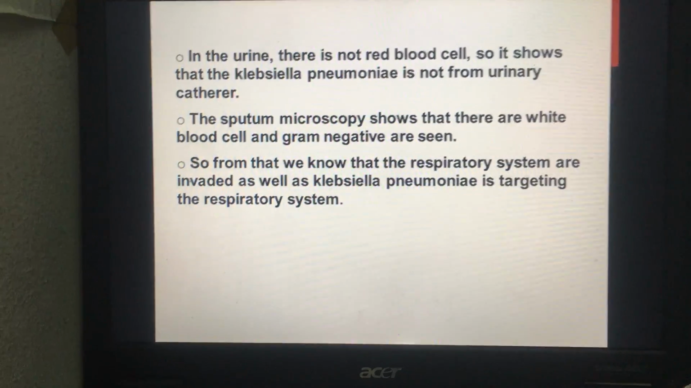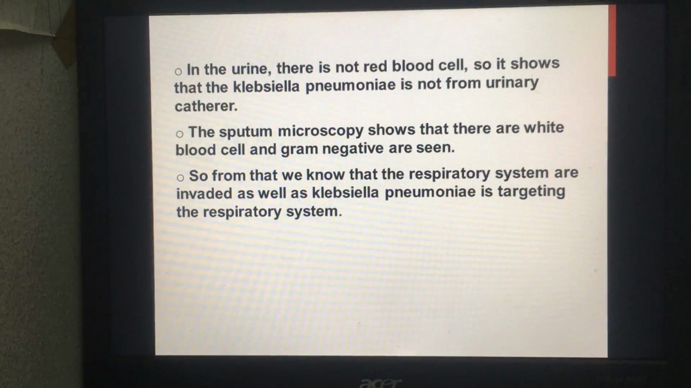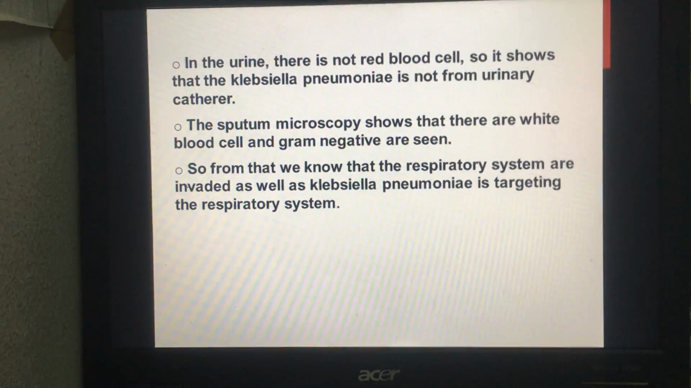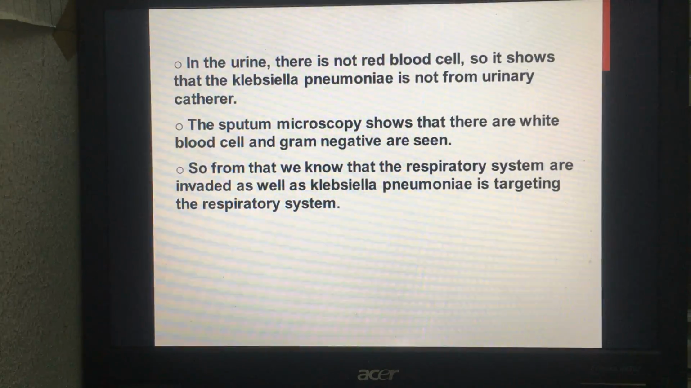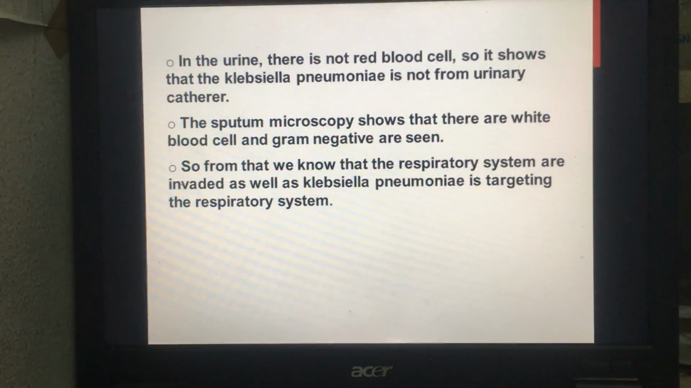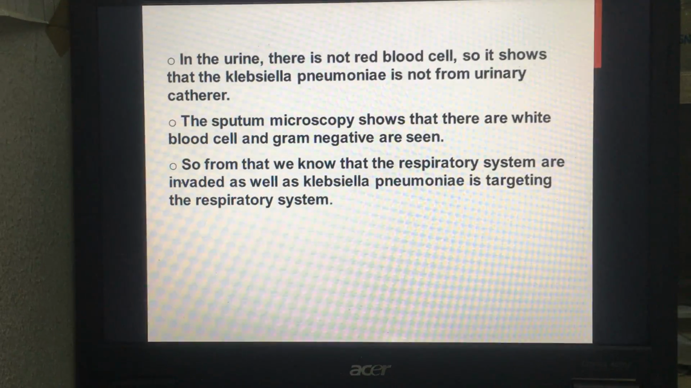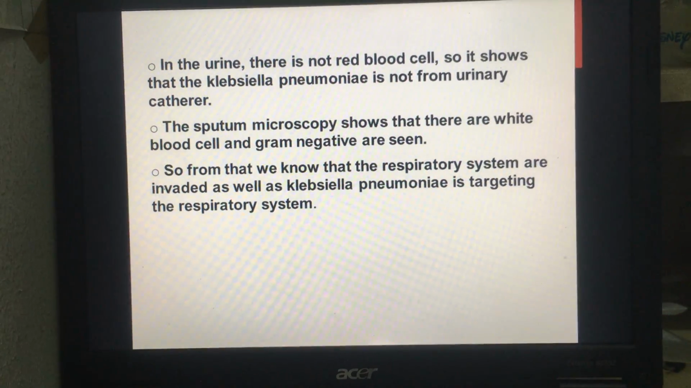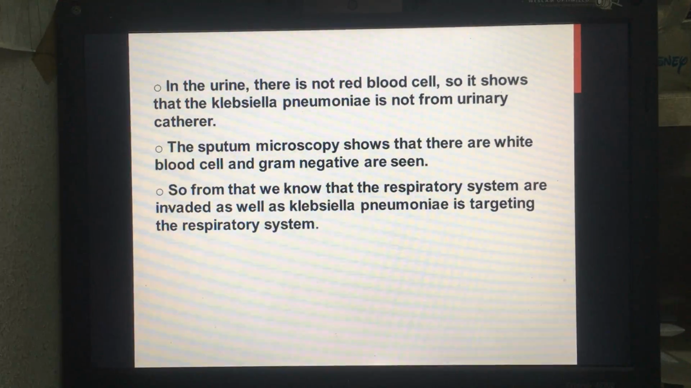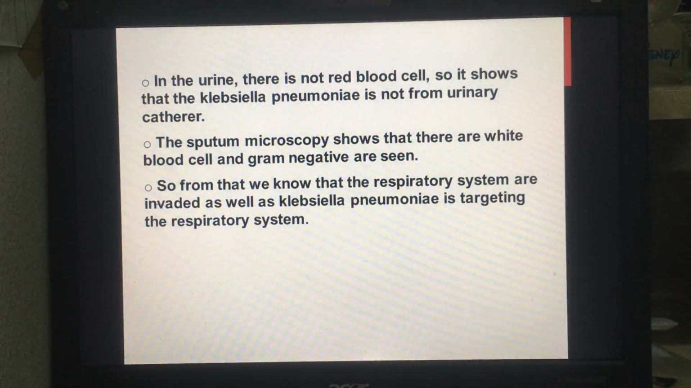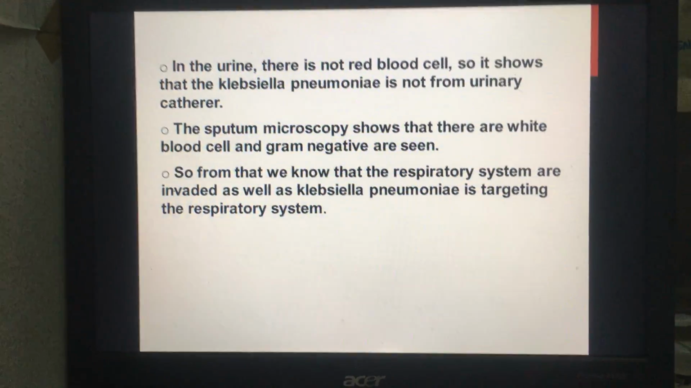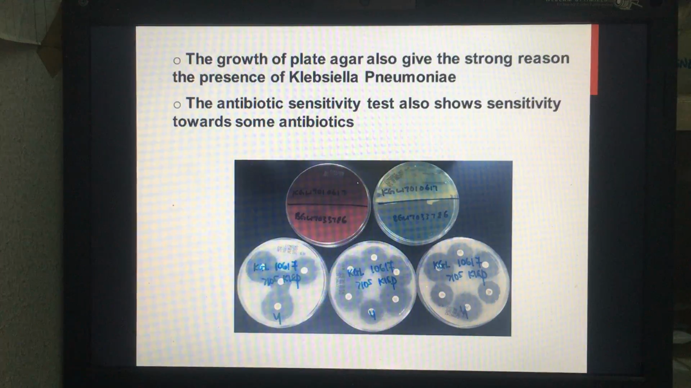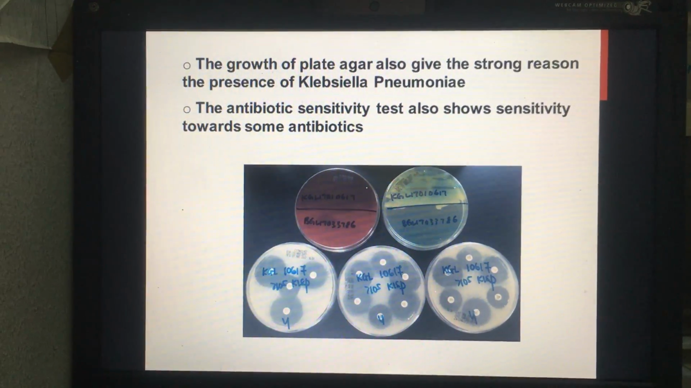Okay, next, the sputum microscopy shows that there are white blood cells and bacteria seen. So from that we know that the respiratory system is invaded as well. Klebsiella pneumoniae is targeting the respiratory system, but E. coli is not, because it targets the gastrointestinal system only. Alright.